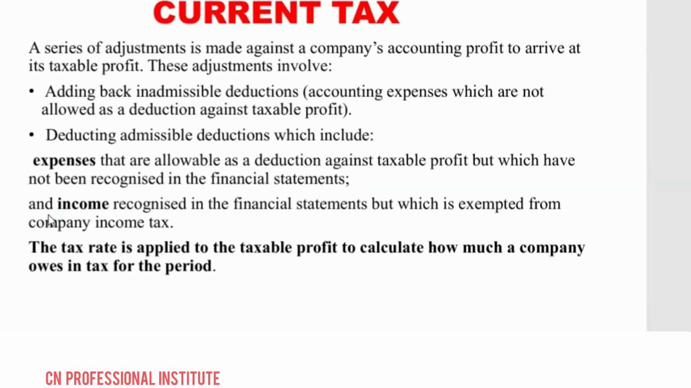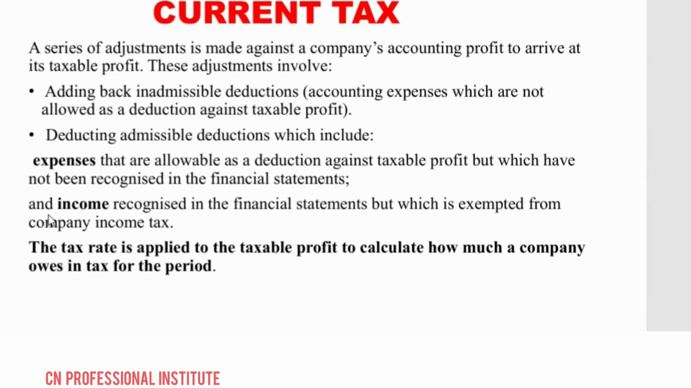Now, to compute your current tax, you have to do a lot of adjustments. Why? Because the way accountants compute their profit is different from the way the tax authorities compute their profit, right? In accounting, there are some expenses which are allowed to be deducted. They are deductible. Example is depreciation. You can deduct your depreciation, your bad debt, your general provisions for bad debt. But in tax, there are some items that are not allowed.